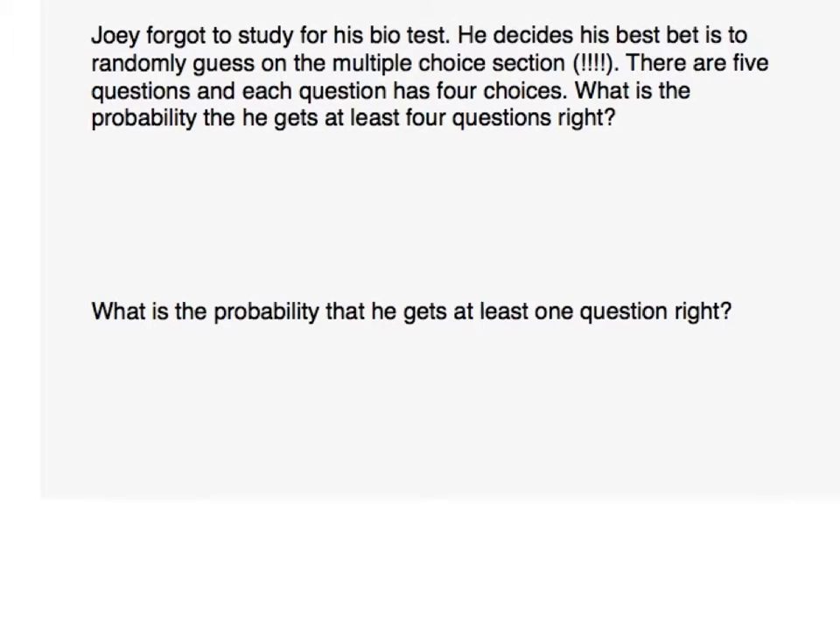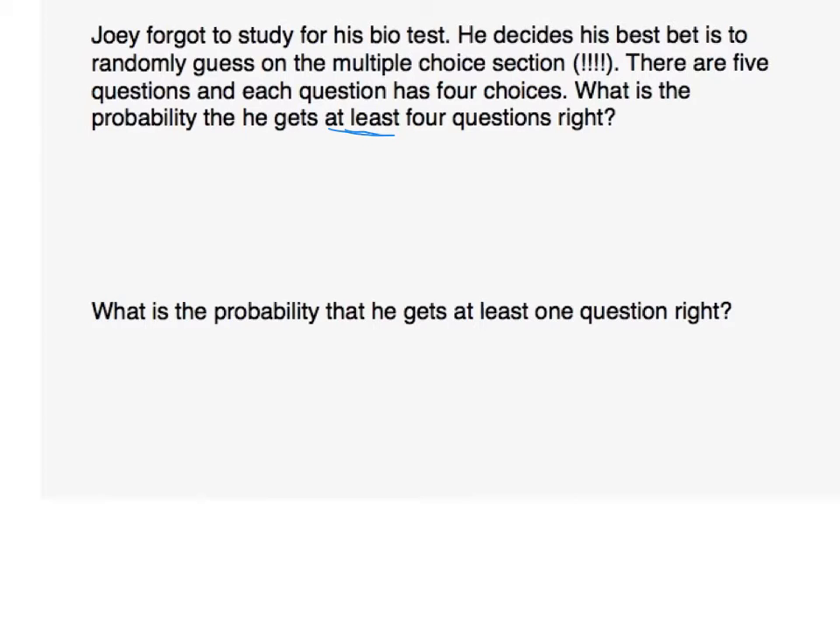So today we're just going to add a little bit on to the binomial probability theorem stuff that you learned yesterday. If you look at the scenario, it says Joey forgot to study for his bio test. He decides his best bet is to randomly guess on the multiple choice section. There are 5 questions and each question has 4 choices. What is the probability that he gets at least 4 right? So what's different today is this "at least."